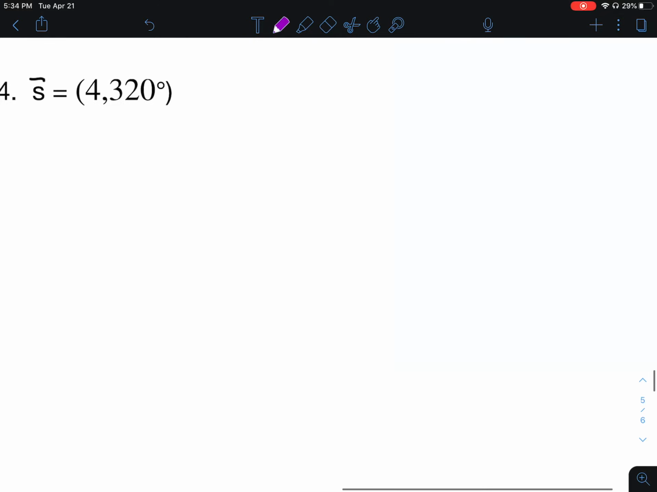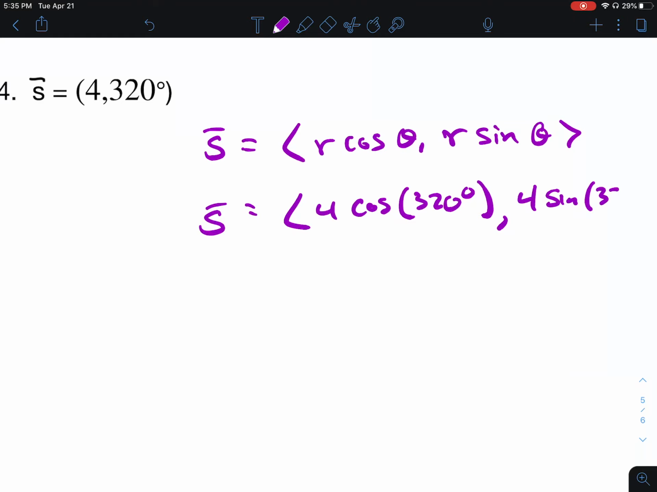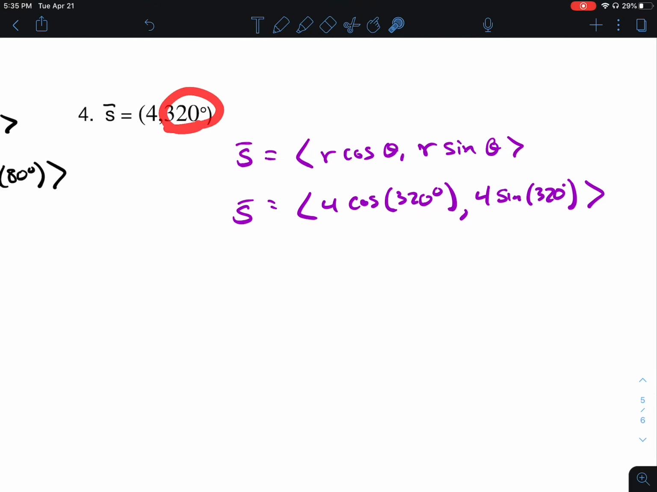Number 4, let's just go right to it in component form. It's r cosine of theta followed by r sine of theta. X, y. Remember, cosine is x over r, sine is y over r. So that's 4 cosine of 320 degrees. And this is 4 sine of 320 degrees. This should be positive and this should be negative because this puts us in quadrant 4.